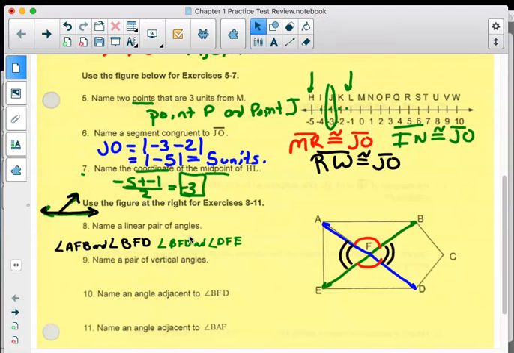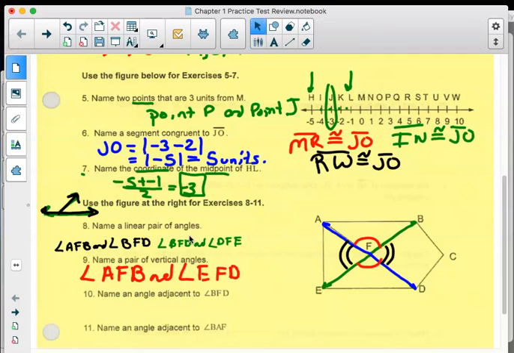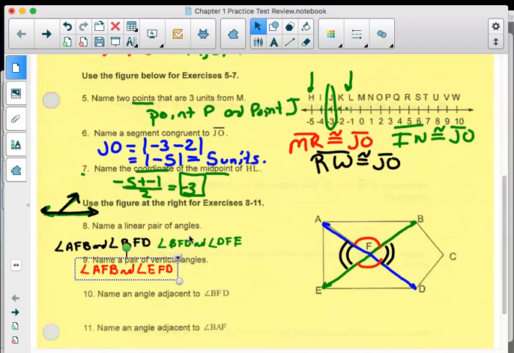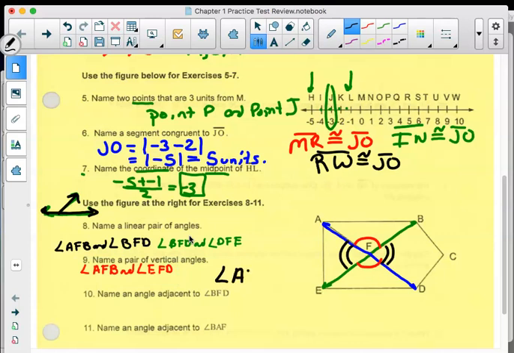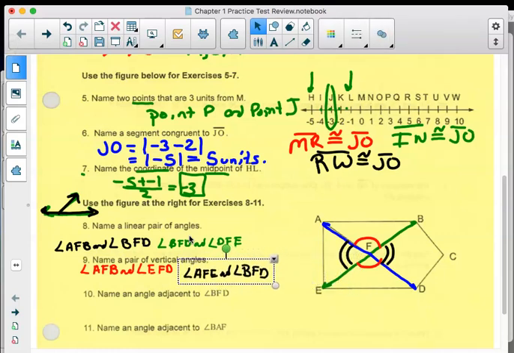So now, name a pair of vertical angles. If I have angle AFB and angle EFD, that is a vertical angle pair. Another possible vertical angle pair is angle AFE and angle BFD. Just to make sure that you know what they are, you've got those listed.